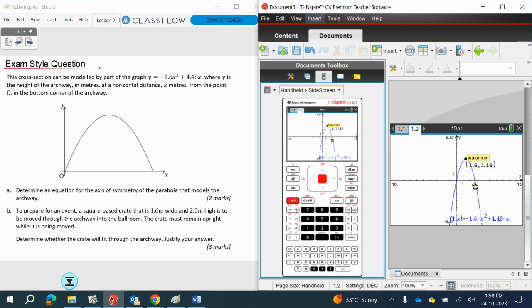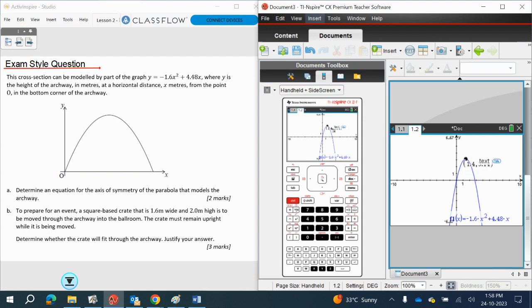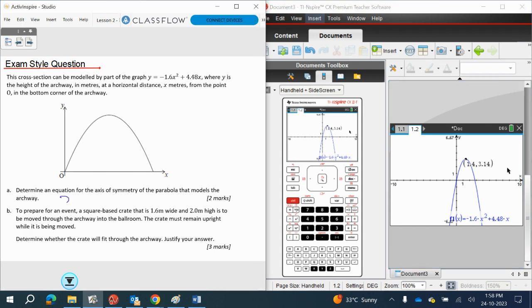This is in three significant figures. So when it rounds to 1.4, it means it's 1.40. Notice that the other one is 3.14. So the axis of symmetry now, we can say is x is equal to 1.40. Done.